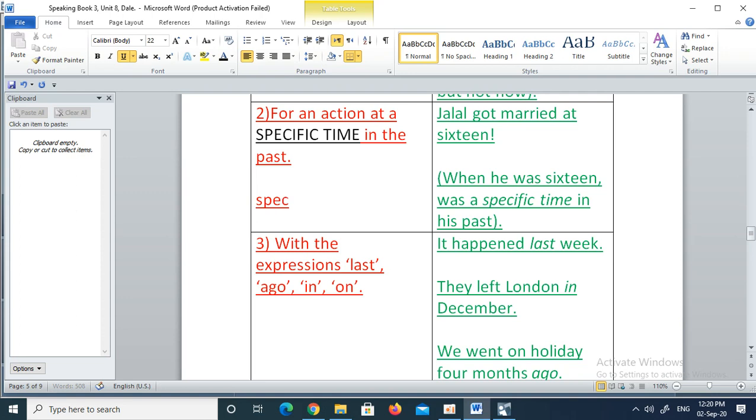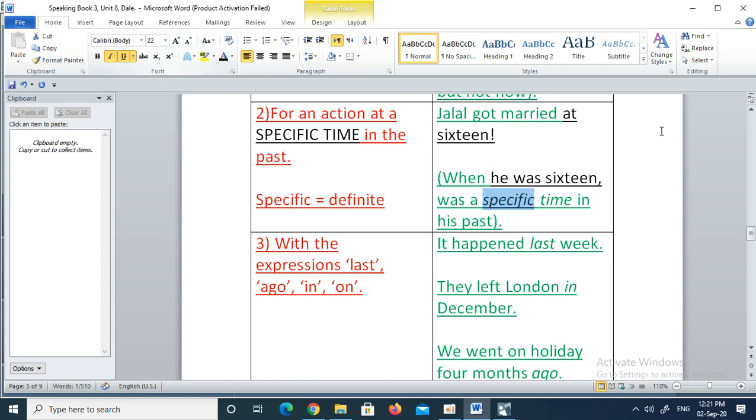That word specific means definite. We know definitely that time. So if I say Jalal got married at 16, we know the time he got married. The specific time he got married was when he was 16. When he was 16 was a definite time in the past, a specific time in the past.